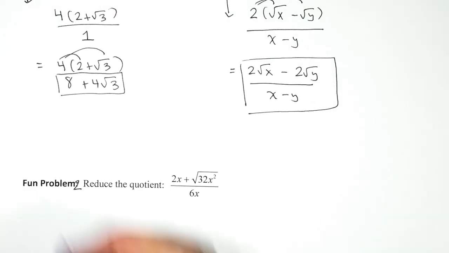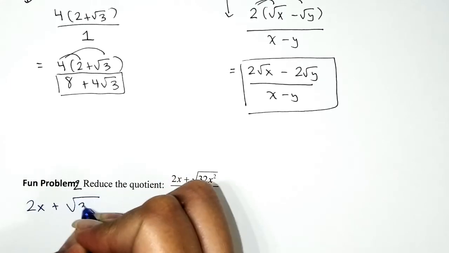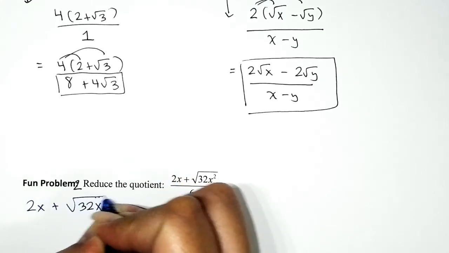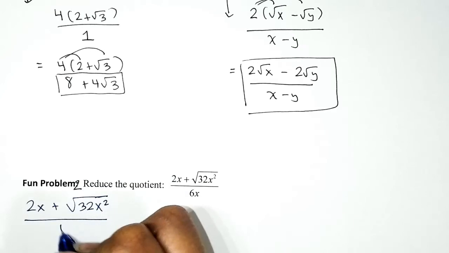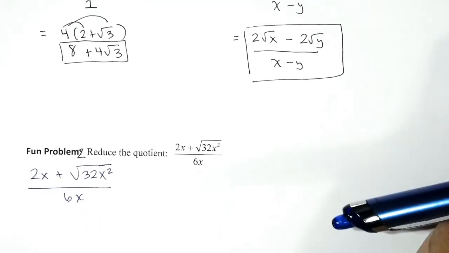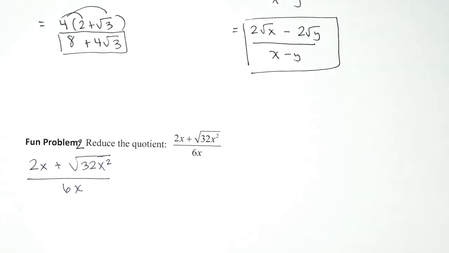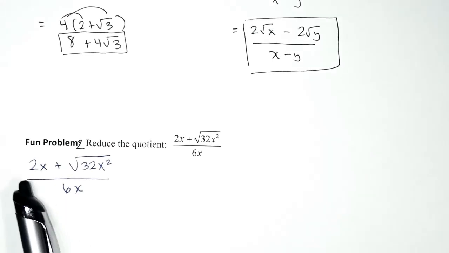Okay, so we have 2x plus the square root of 32x squared, and that's all over 6x. So the directions read reduce the quotient. Okay, so we got a fraction and we have to reduce it. At a first glance, there's nothing to reduce because 6x, 2x, and the radical don't have any factors in common other than 1.